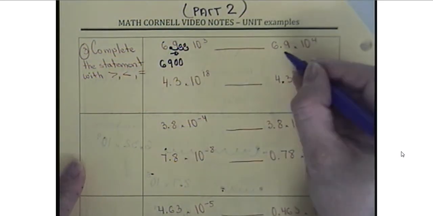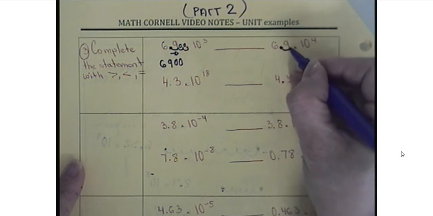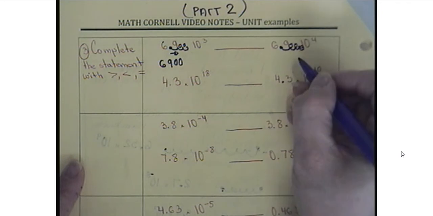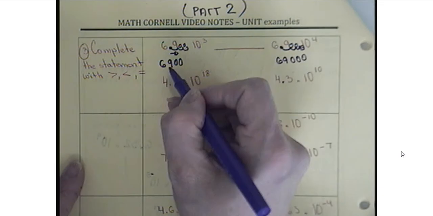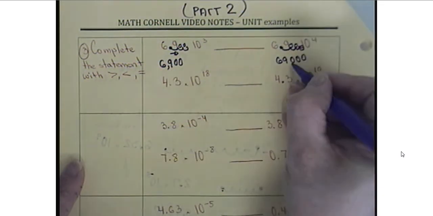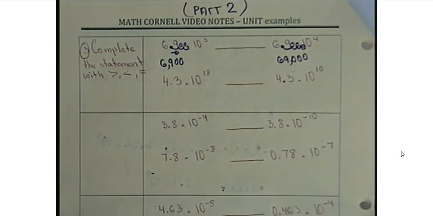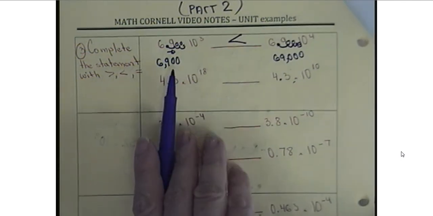Then this one is 6.9 times 10 to the fourth, so we have to move the decimal point 4 times to the right. 1, 2, 3, 4, which means we're going to have 3 zeros here. So 6, 9 with 3 zeros. Now, down here we have 6,900. Right here we have 69,000. Which one is the largest number? Well, of course, 69,000 is the largest number, so this is how we're going to place the inequality symbol. And we will say the left side is less than the right side.